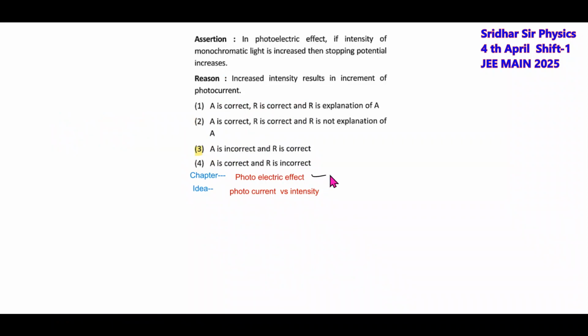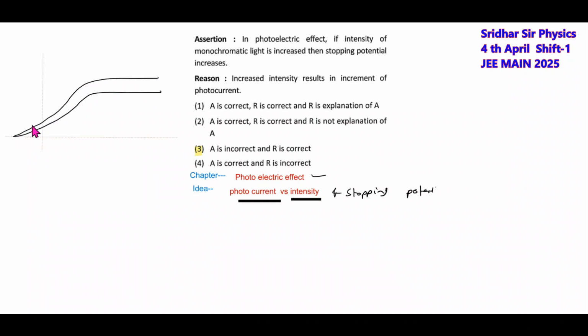A question based on the photoelectric effect related to photocurrent, intensity and the stopping potential. I think the basic curves you will be having the idea of. And these are some curves I am drawing. This will be the expression for current. This is the expression for voltage. These are for intensities I1, I2. This is stopping potential.